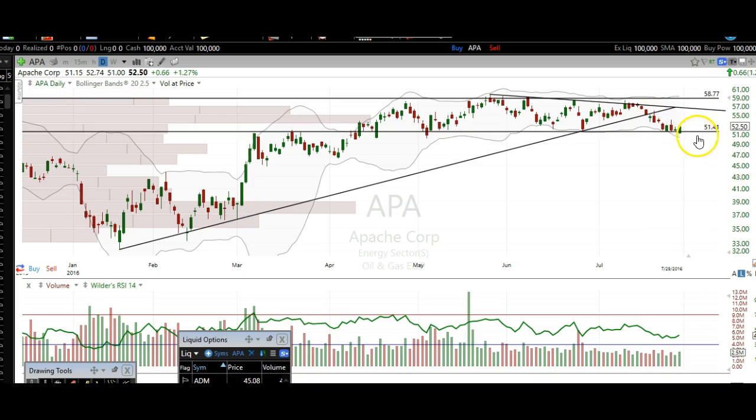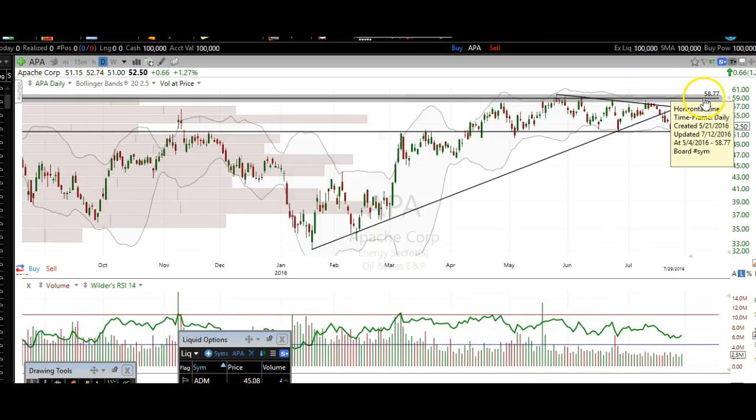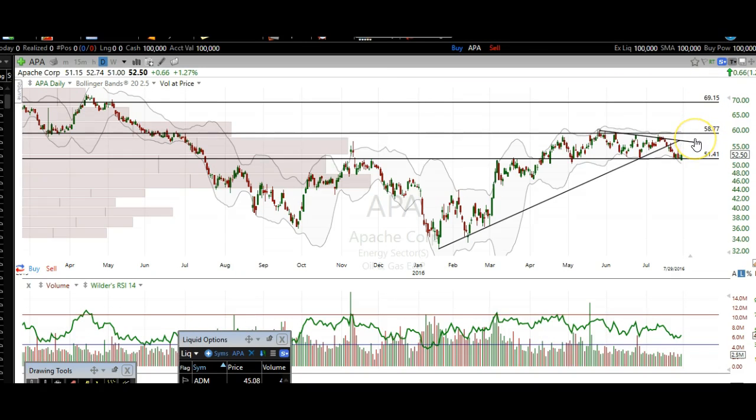So this 51 level is a level that kind of needs to hold for APA. Otherwise, we risk heading much lower and continuing down to the lows. So definitely want to see 51 hold if you are bullish on APA. On the upside, if we end up breaking over this downtrend line and holding over about 59, we can see a really nice breakout here on APA and potentially test that resistance up here near $69.